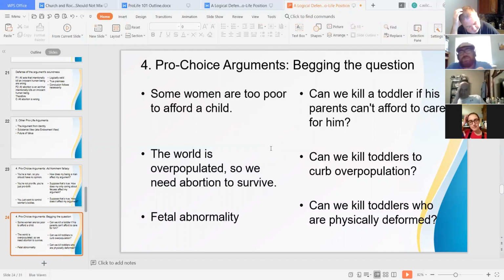Well, we can show that these are actually begging the question by using a technique that was developed by Stephen Schwartz and which was popularized by Scott Klusendorf.